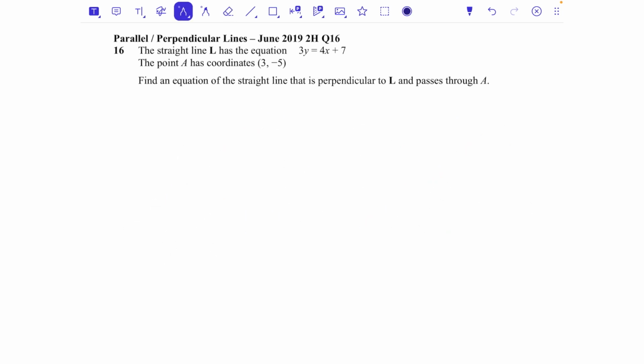The straight line L has the equation 3y equals 4x add 7. The point A has coordinates (3, -5). Find an equation for the straight line that's perpendicular to L and passes through A. Okay, so we're going to take that line 3y equals 4x add 7. Now I would like to know what its gradient is, because in order to do a line that's parallel or a line that's perpendicular, we need to know what the gradient is.